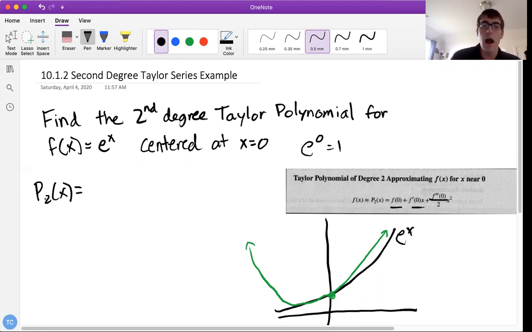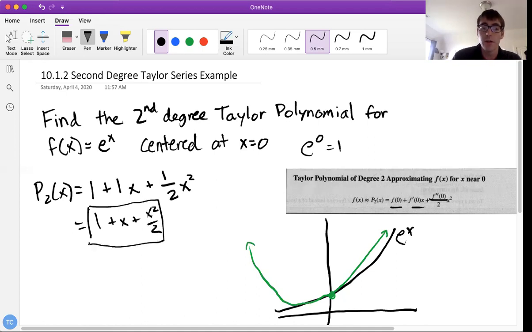So our second degree Taylor polynomial is going to be 1 plus f prime of 0, which is also 1, times x, plus f double prime of 0 over 2 times x squared. And that's it. So it's the polynomial 1 plus x, oh, I forgot a squared, 1 plus x plus x squared over 2. So this function is the best approximation for the function e to the x. It's the best quadratic, the best parabola approximation of e to the x.